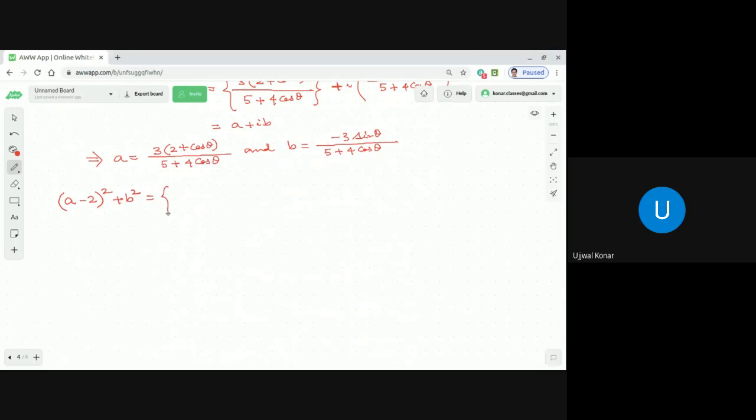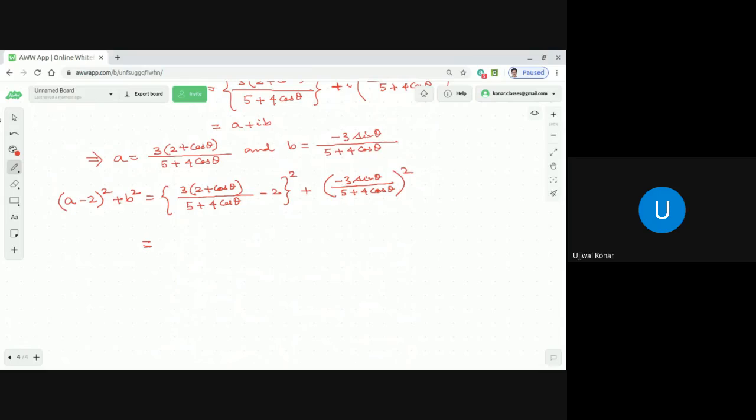So what we get? A minus 2, that is 3 into (2 plus cos theta) divided by (5 plus 4 cos theta), minus 2 complete whole square, plus B square. B square is what? Minus 3 sin theta divided by (5 plus 4 cos theta) complete whole square. Let me complete it. You also do along with me, others.